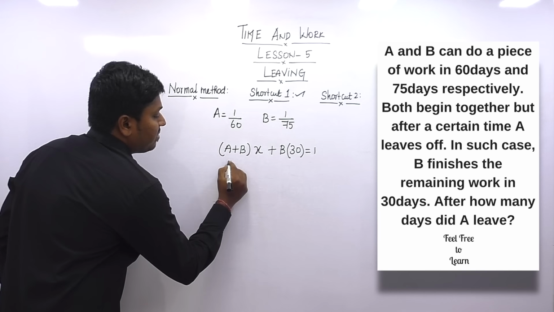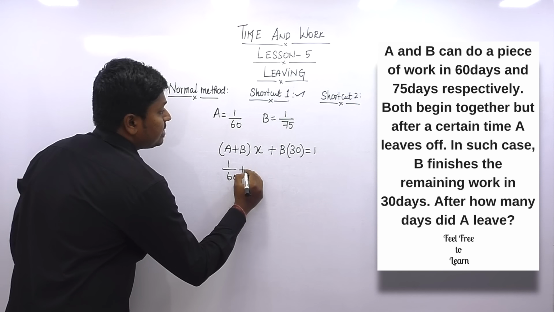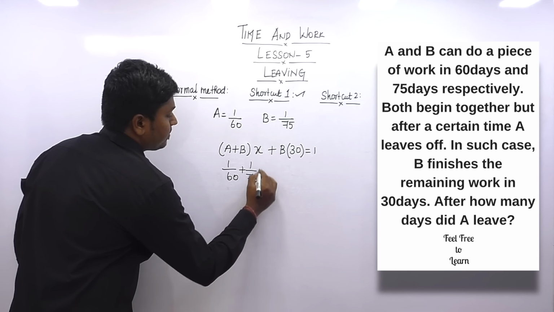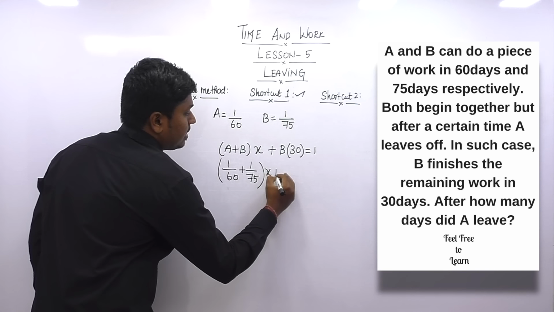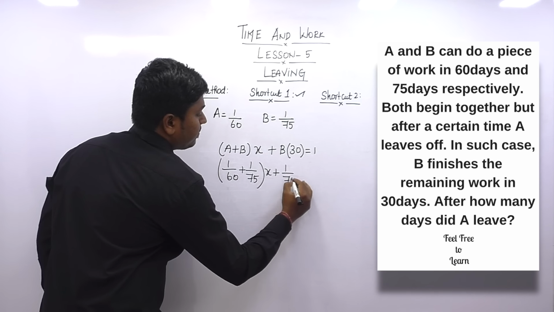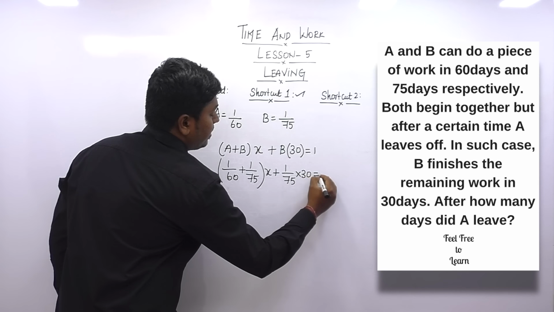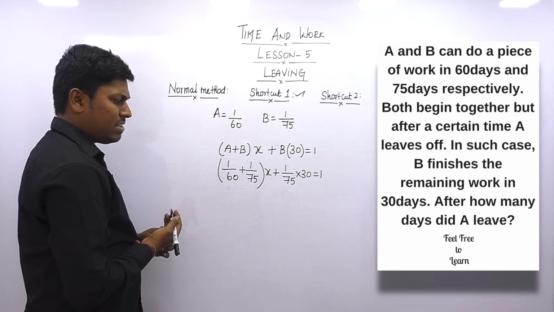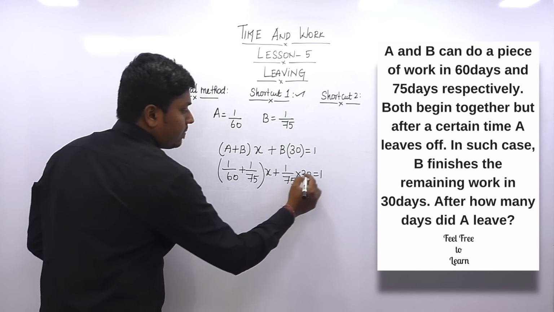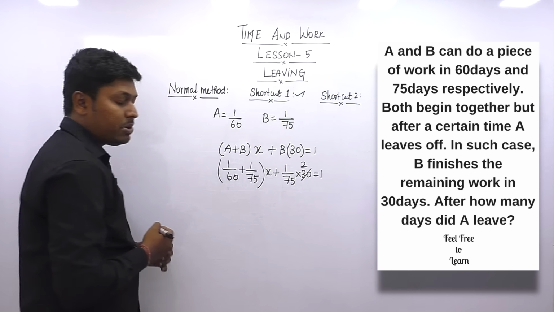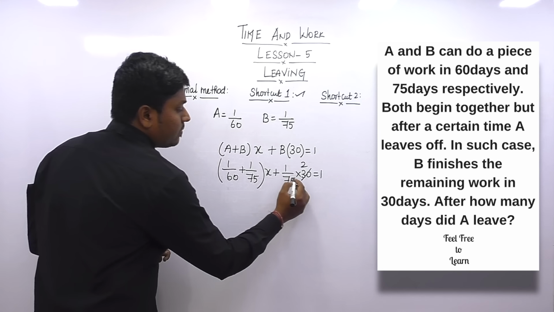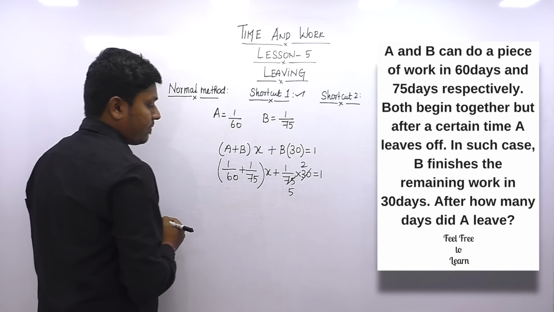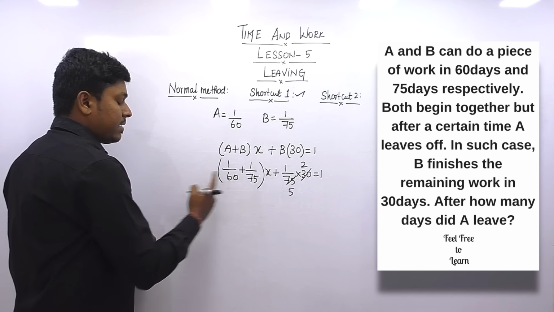So now let me substitute: A is equal to 1 by 60, B is equal to 1 by 75 into X. B equal to 1 by 75 into 30 is equal to 1. So I think we can cancel this on 15 table. When you cancel this on 15 table, 2 times, and this becomes 5 times, 2 by 5. So 60 and 75.